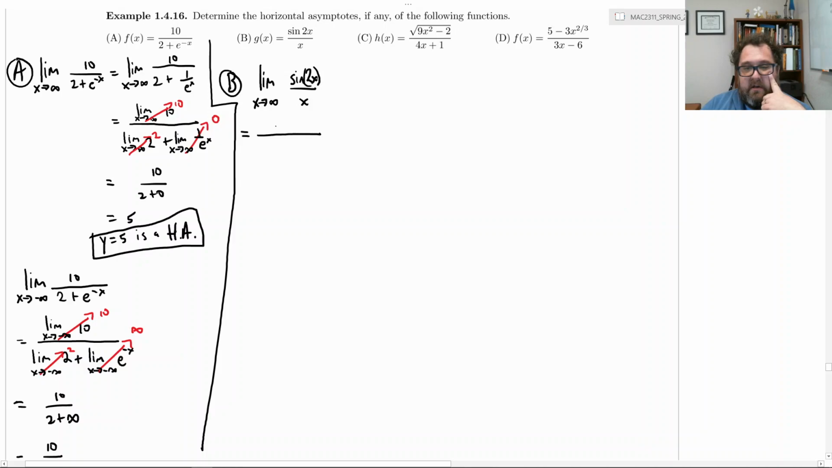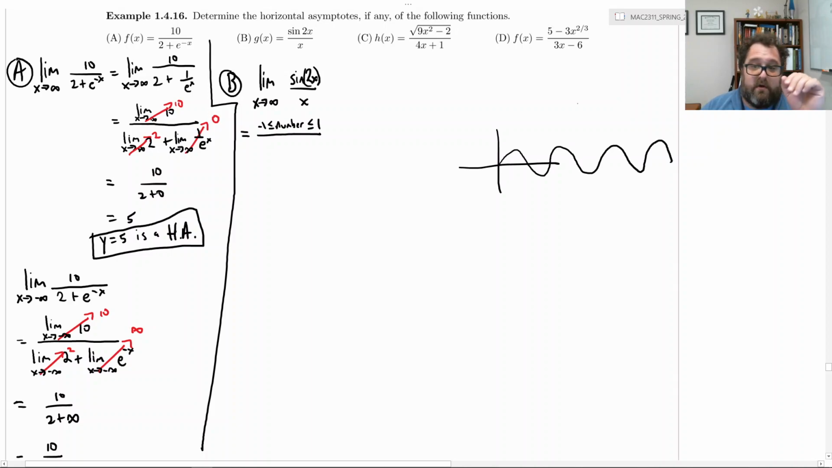between positive 1 and negative 1. Like it oscillates. It goes back and forth, negative 1 and positive 1. So 0, then negative 1, positive 1, negative 1, positive 1, negative 1, positive 1. And it's just some number like that. But the bottom is doing what? It's going off to positive infinity.